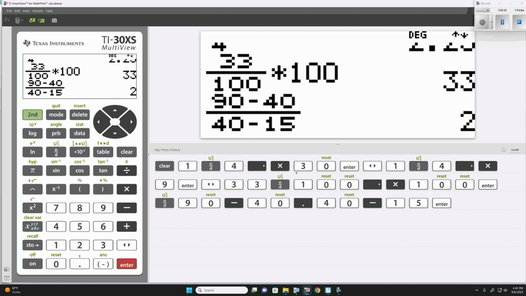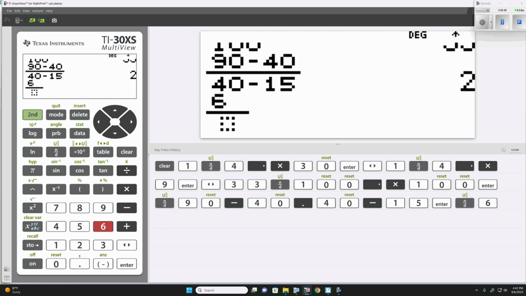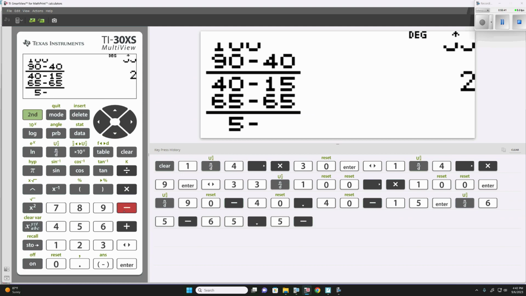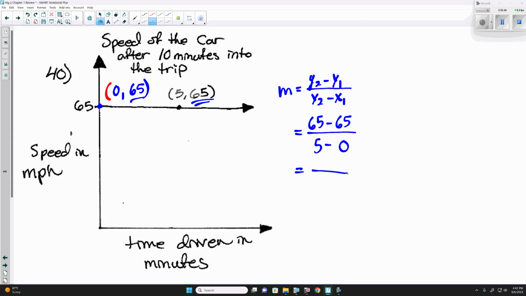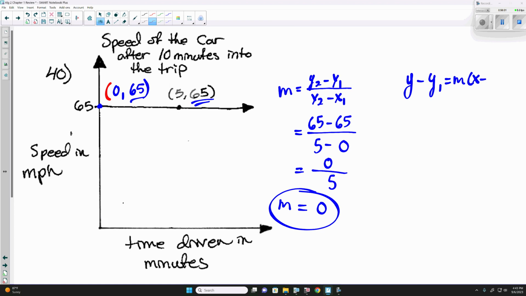Now at this point here, we can plug this into the calculator. Say 65 minus 65 over 5 minus 0 is indeed 0. Because our numerator, 65 minus 65, is 0. And 0 divided by 5 is 0. So that tells us our slope is 0. And that's fine. We can still plug it into point slope form to get our answer. Plug in 0 for the slope and go from there.